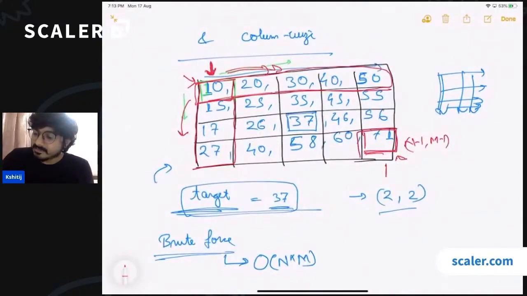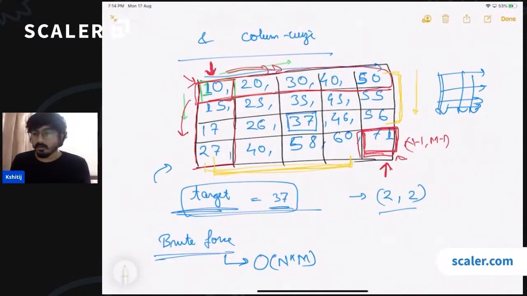Let us start the search from this block. Now, if the target is smaller than this, can I say that the target has equal chances of being present in this row, in this column, as well as in the last row? Because all the numbers in this column are smaller than 71, because the column is sorted in ascending order, right? All the elements of this row are also smaller than 71. So again, we don't have any decision that we can take, right?